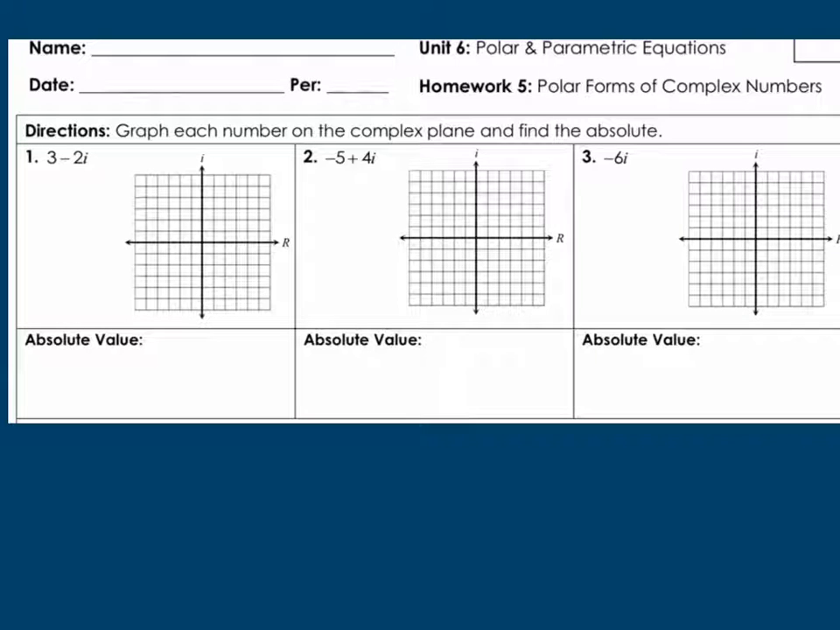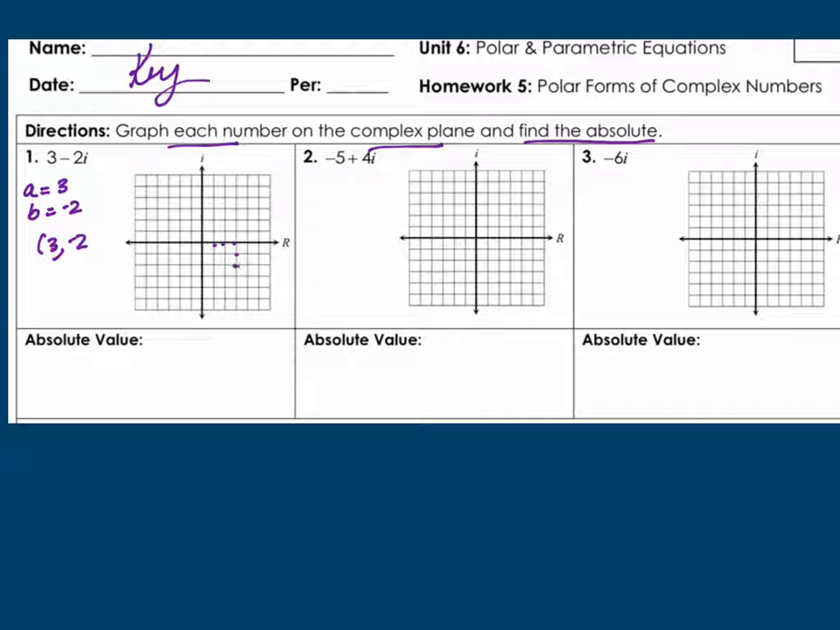Okay, let's go over the answers to homework 5. So I'll go slow and see if we can't get all these right. It says first graph it on the complex plane and then find the absolute value. So remember, we have A equals 3 and B equals -2. So 3, -2 is what I would graph.